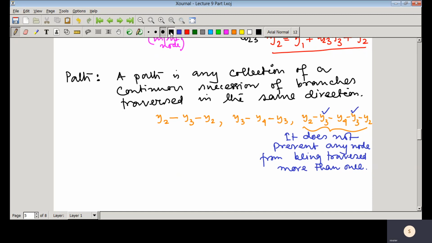The next definition is the forward path. A forward path is a path that starts at an input node and ends at an output node, and along which no node is traversed more than once. Very important. That is a forward path.